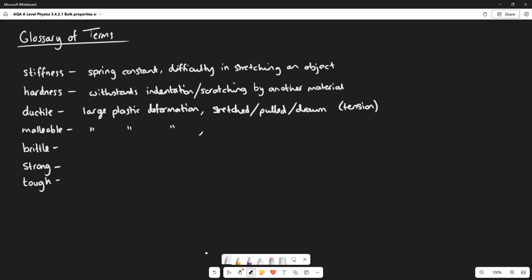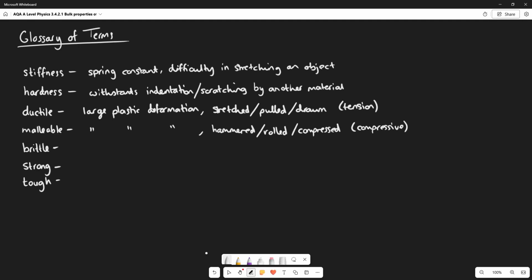Malleable materials can be hammered, rolled, and compressed. They are very plastic under compressive forces. For example, ductile materials can be drawn into wires, and malleable materials can be hammered into sheets.